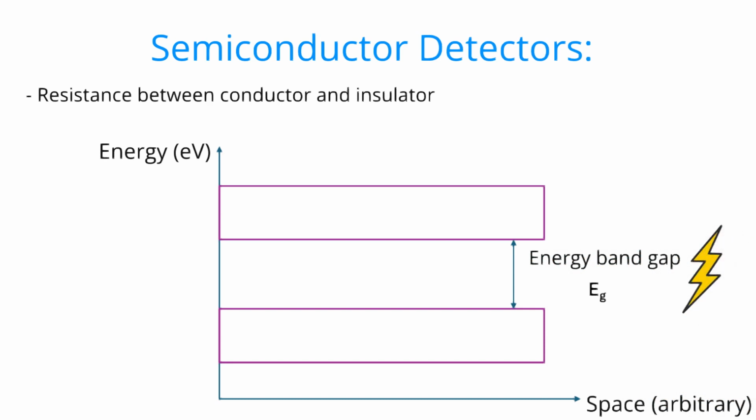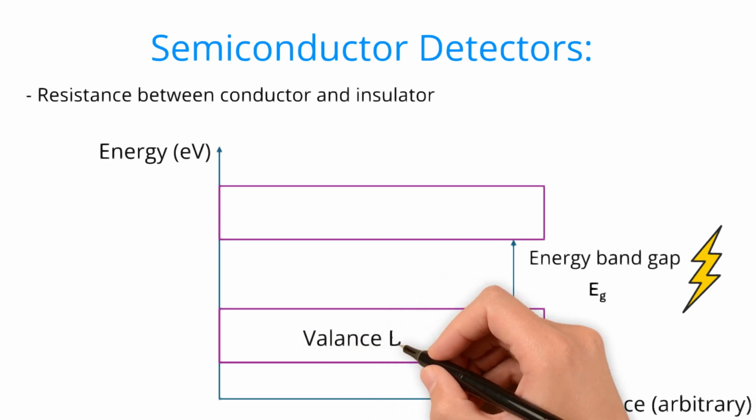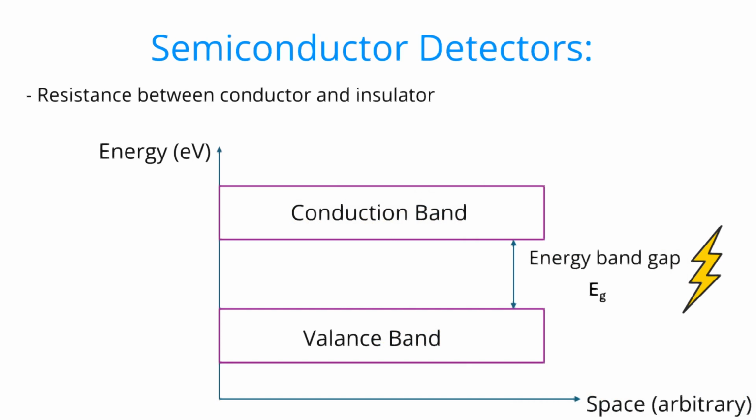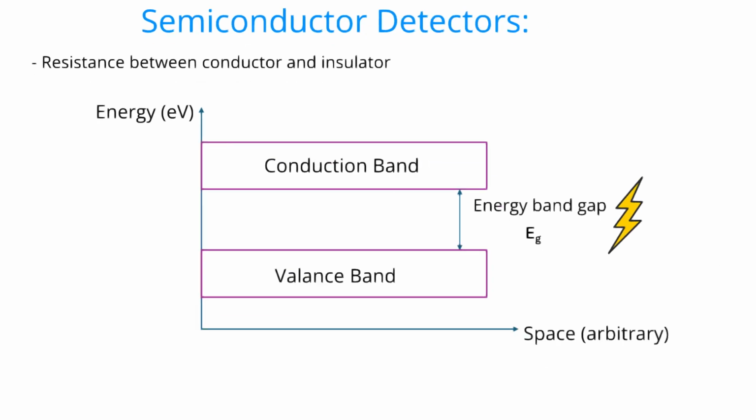This is the energy barrier an electron must cross in order to move from the valence band to the conduction band. Electrons in the conduction band have sufficient energy to move freely in the material and allow a flow of electric current. Those in the valence band do not.